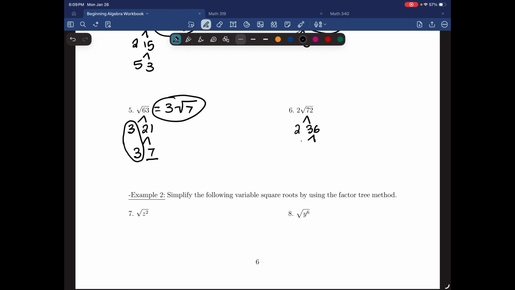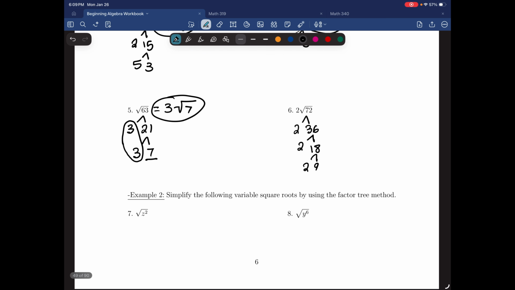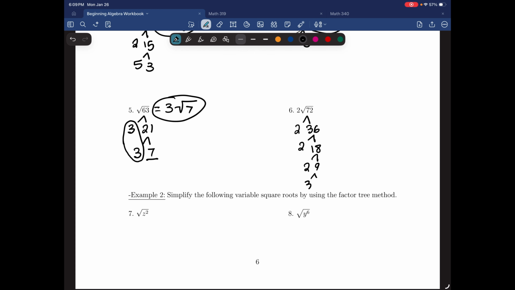36 is even, so I'm going to divide by 2 again. 36 divided by 2 is 18. I can divide 18 by 2 again, so we get 9 over here, because 18 divided by 2 is 9. And then I know 9 can be divided by 3, and 9 divided by 3 is 3. And over here, 3 is a prime number, so we're done.